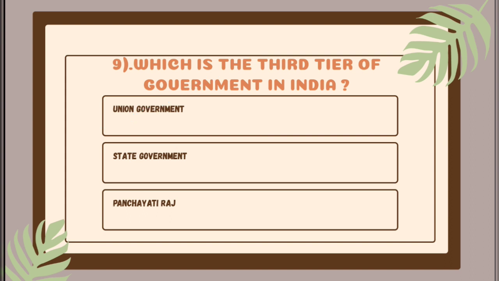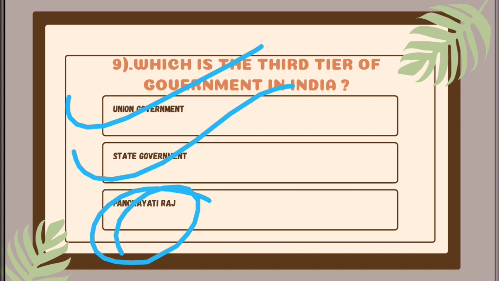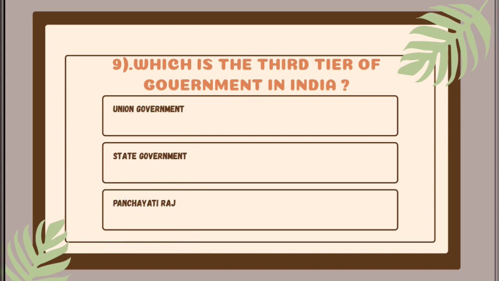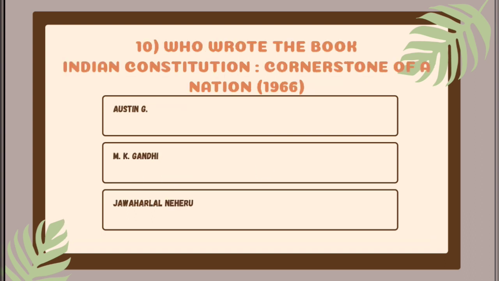And the correct answer for question number 9 is Panchayati Raj, known as the third tier of government in India. Union government is the first tier. State government is the second tier. Tier is also known as the level of government. Okay, next question, question number 10.